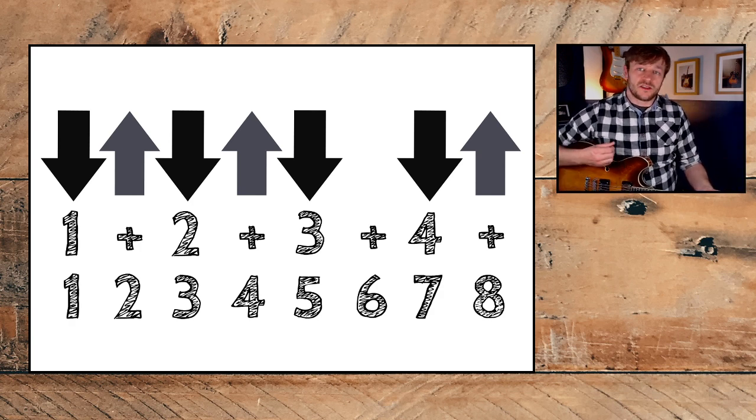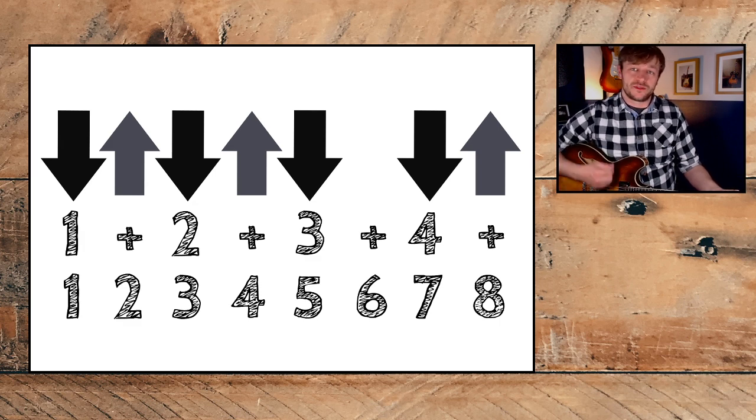So 1 and 2 and 3 and 4 and, 1 and 2 and 3 and 4 and, 1 and 2 and 3 and 4 and, down, up, down, up, down, up, down, up.